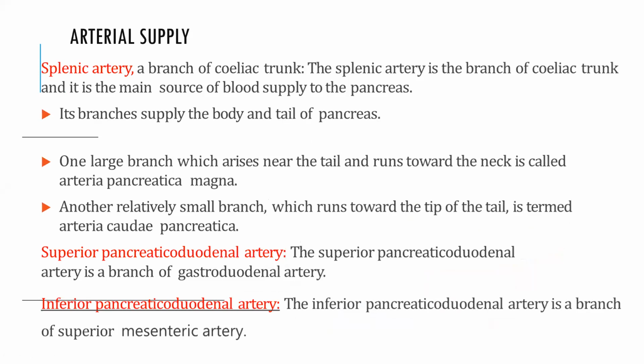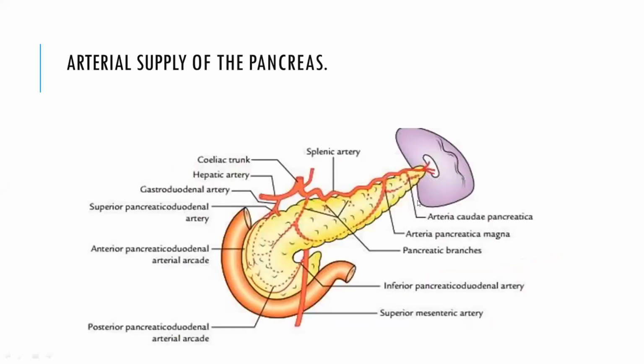Here you can see one large branch arising near the tail, which runs towards the neck, and it is called arteria pancreatica magna. Another relatively small branch, which runs towards the tip of the tail, is termed arteria caudae pancreatis. You can see the branches here, arising from the splenic artery, which is the major branch supplying the pancreas.